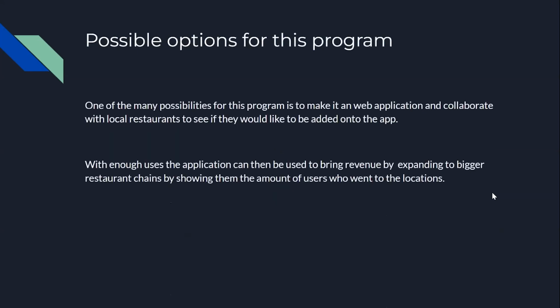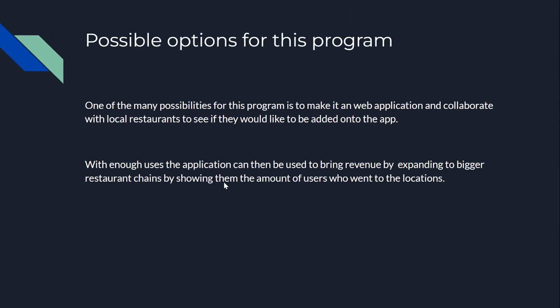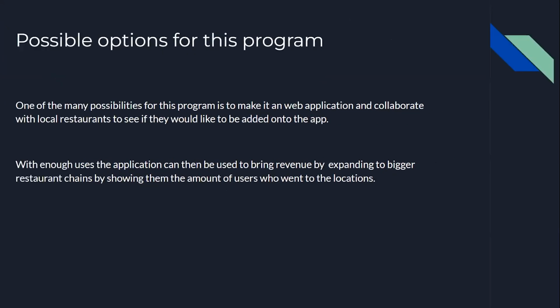Possible options for this program. There are many possibilities, but one thing both me and Jessica want to work on is to make it a web-based application. Once this becomes a possibility, who knows, we could collaborate with local restaurants, see if they would like to be added onto the app as a little testing period. With enough users of the application, eventually this could be something that brings revenue. So that's one of the cool things that I thought is also a possibility for it.